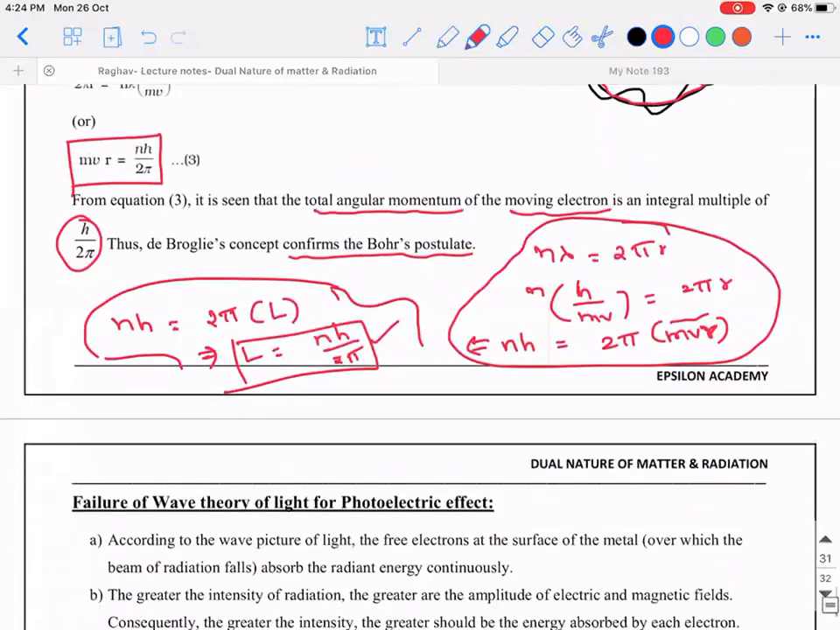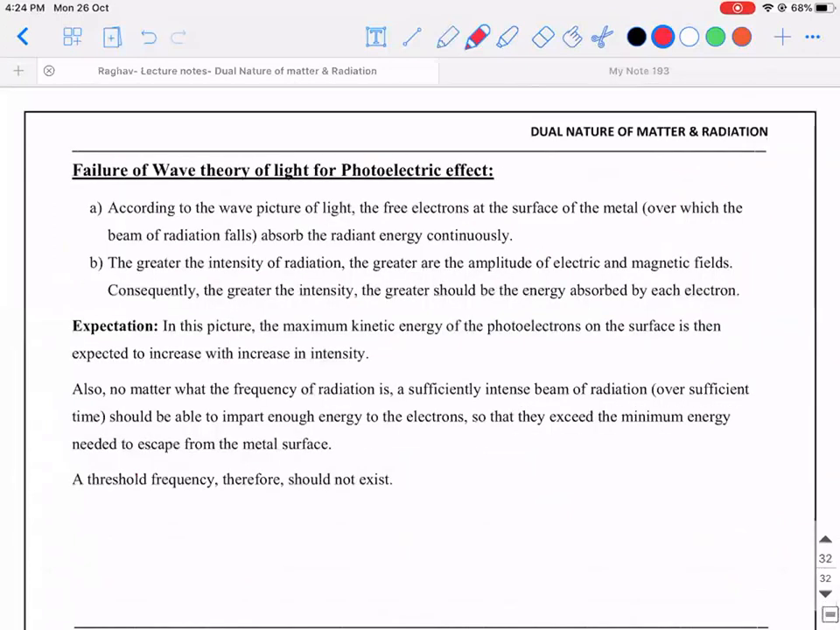Okay. So with this, we are done with the dual nature of matter also. So dual nature of radiation is over and dual nature of matter is also over. So there is one more concept, one last concept actually. So this, I can say it is a question. They'll ask you, what are all the reasons for which the wave theory failed to explain the photoelectric effect? Generally, if I have to speak in terms of marks, it is asked as a 3-mark question.